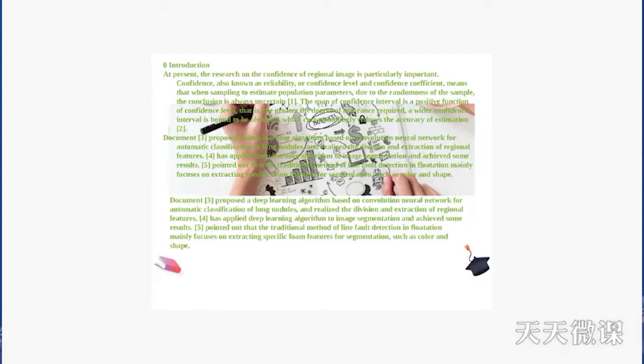Document proposed a deep learning algorithm based on convolution neural network for automatic classification of lung nodules and realized the extraction of regional features. Has applied deep learning algorithm to image segmentation and achieved some results. Pointed out that the traditional method of line fault detection in flotation mainly focuses on extracting specific foam features for segmentation, such as color and shape.